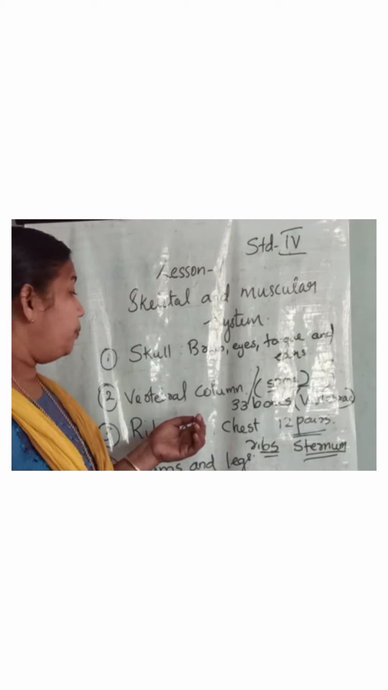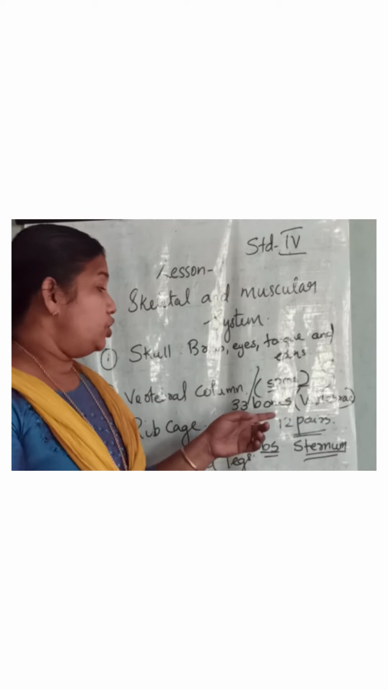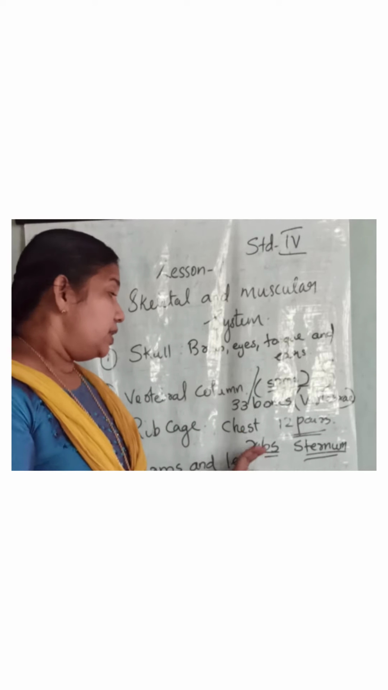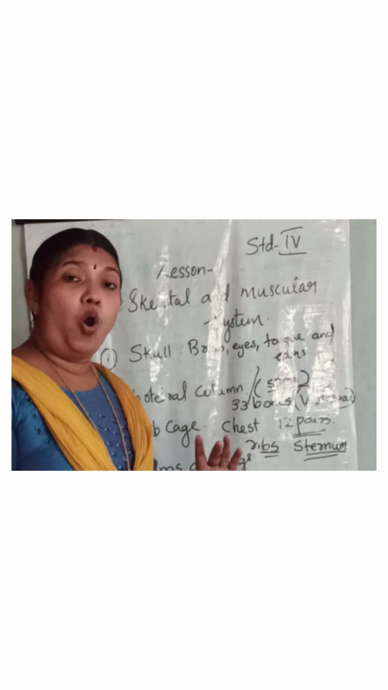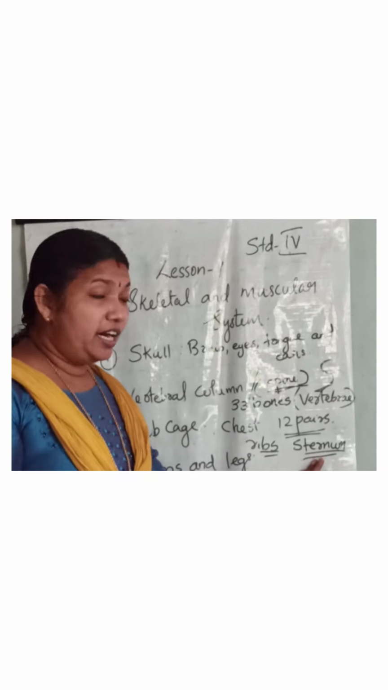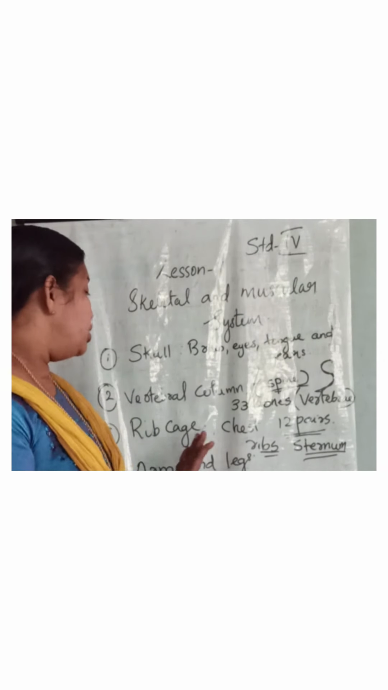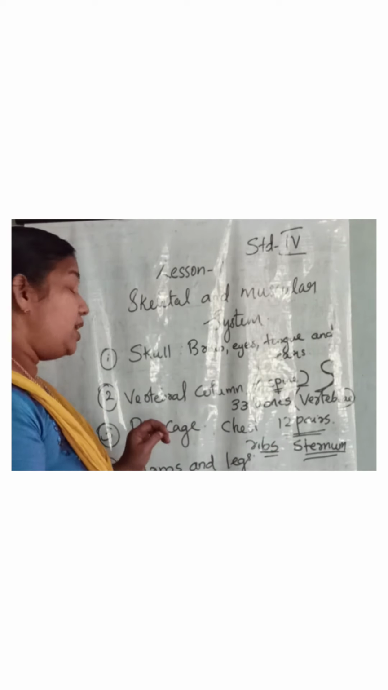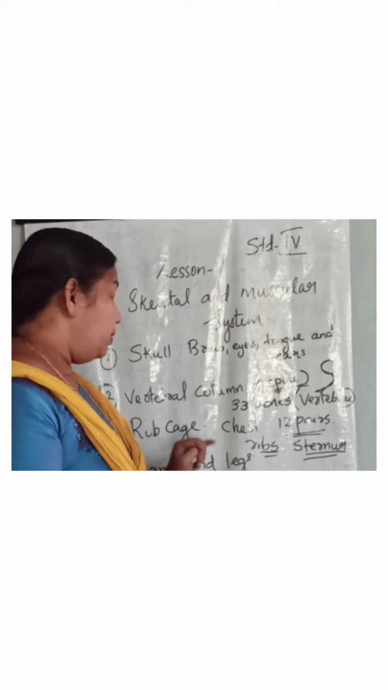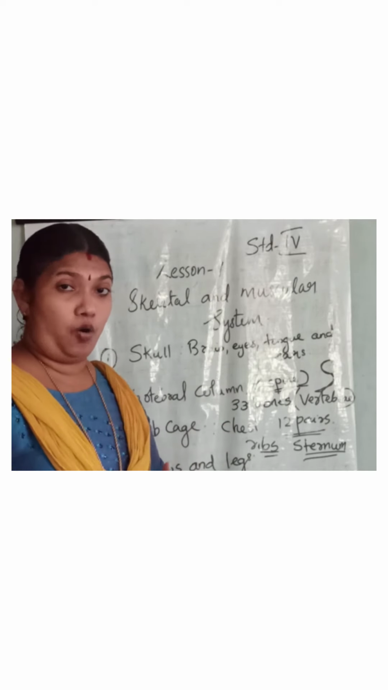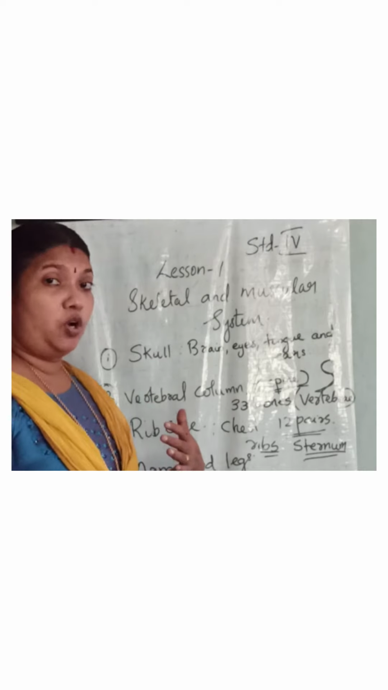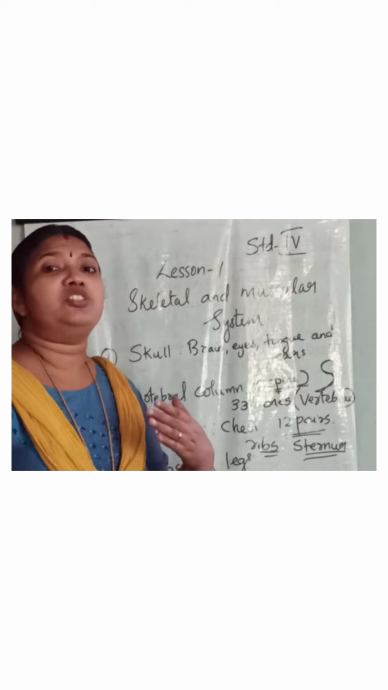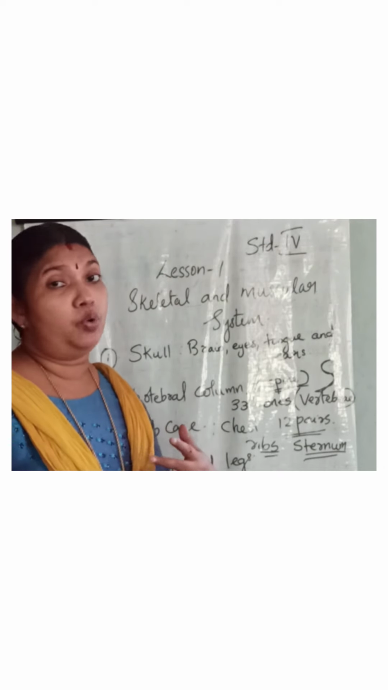Next, the rib cage. The rib cage is found in our chest and consists of 12 pairs of bones known as ribs, and these ribs have a long bone in the center known as the sternum or chest bone. And what is the function of the rib cage? It protects our heart and lungs, and these bones are flexible. So during breathing, the chest moves upward and downward with the help of the rib cage.